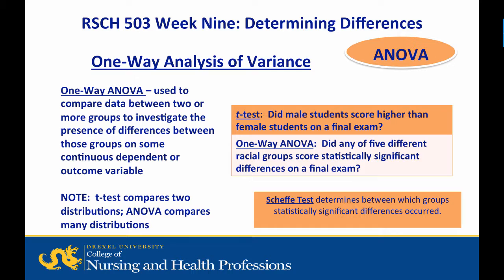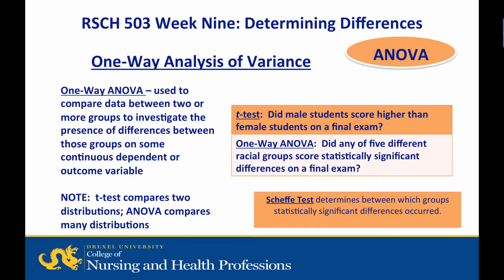Versus, we would use the ANOVA to address the question, did any of 5 different racial groups score statistically significantly different scores on a final exam? The ANOVA computes the capital letter F, uppercase, value. The Scheffé test would then be used to determine differences between groups. This test would determine which groups had statistically significant differences.